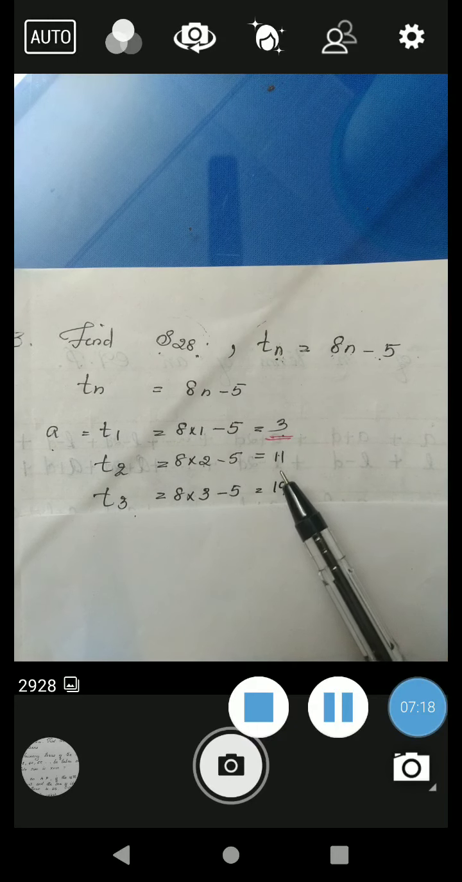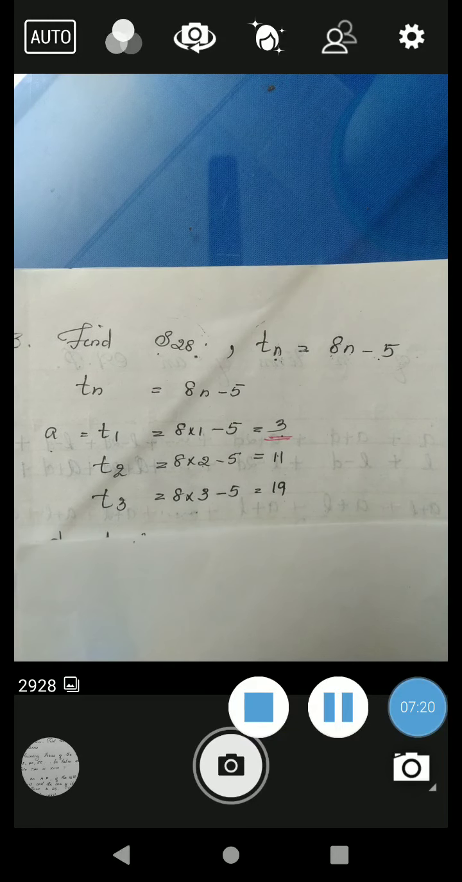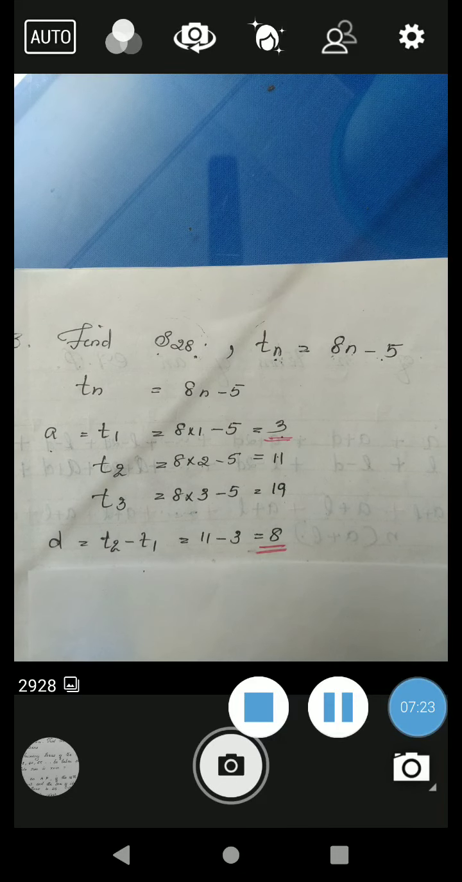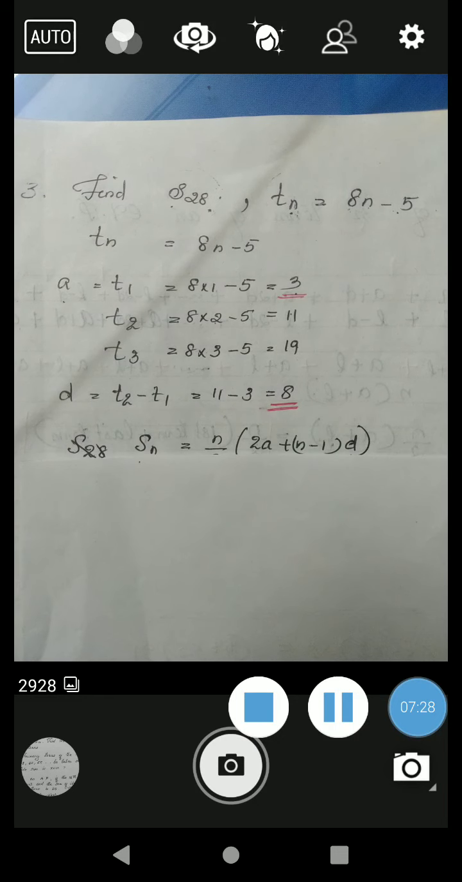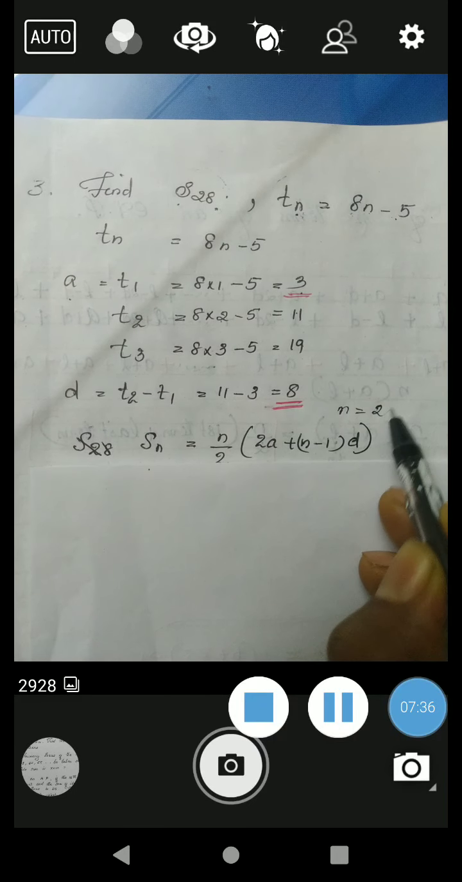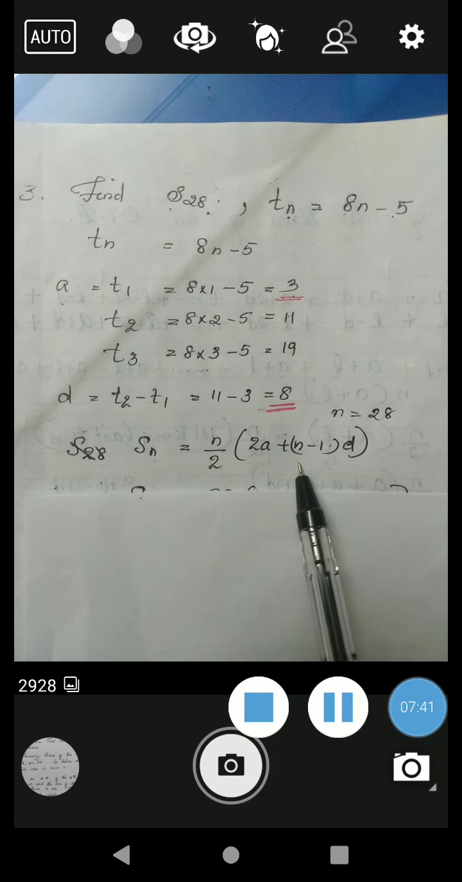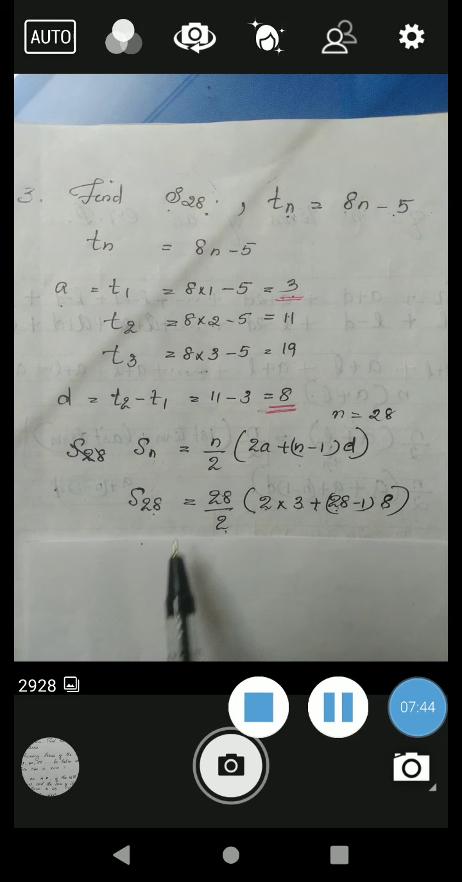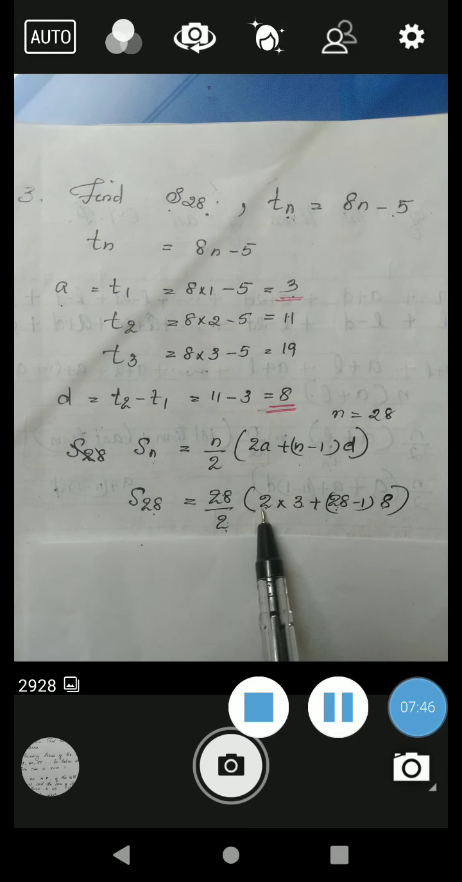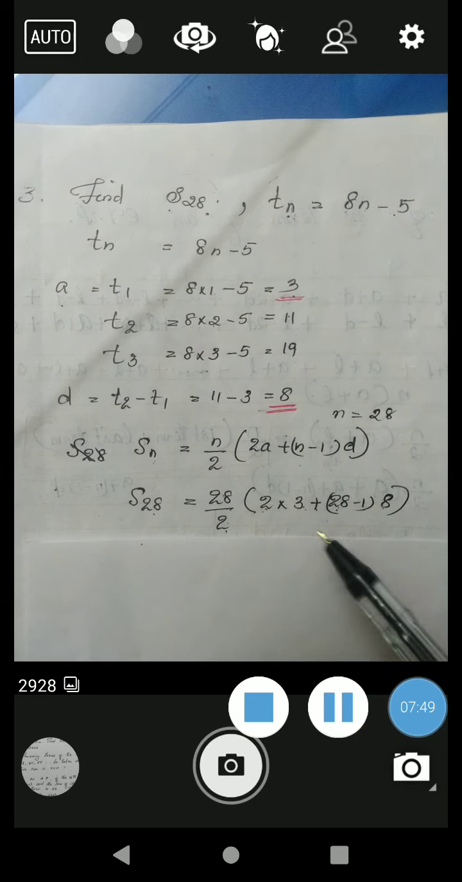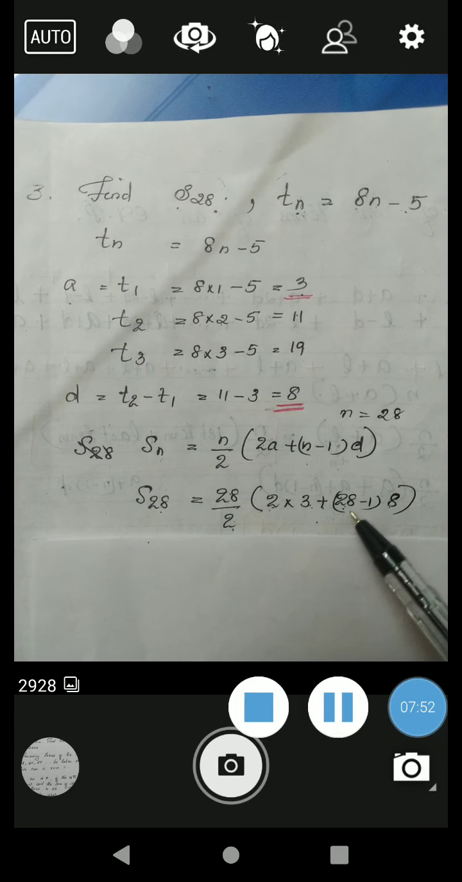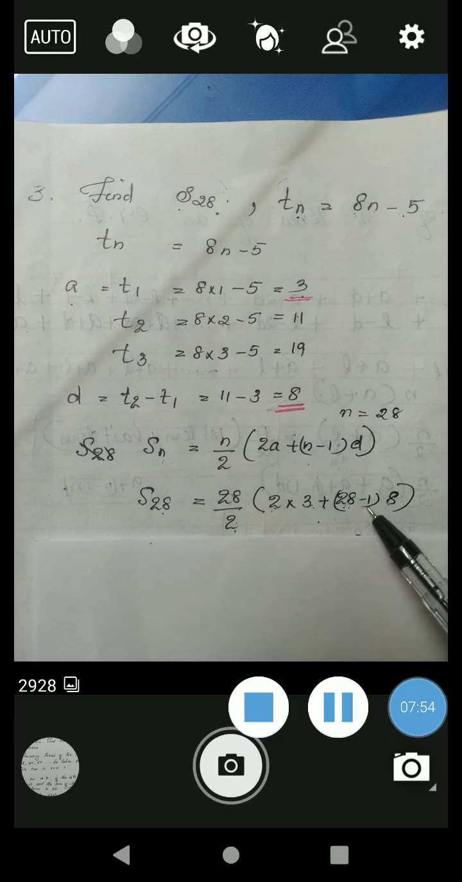Now, the first term is 3, and we want to get D. D is T2 minus T1. So D is 8. Now find the sum of 28 terms. So n is equal to 28. Now S28 is equal to, write the formula for the sum of n terms, then S28 is equal to 28 by 2 into A, A is 3, plus 28 minus 1, 27 into 8.